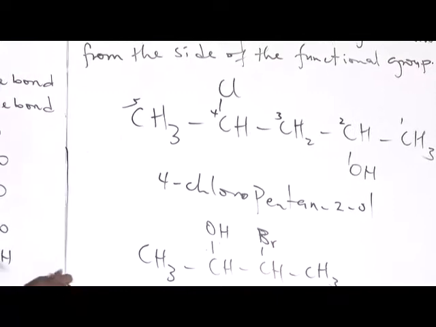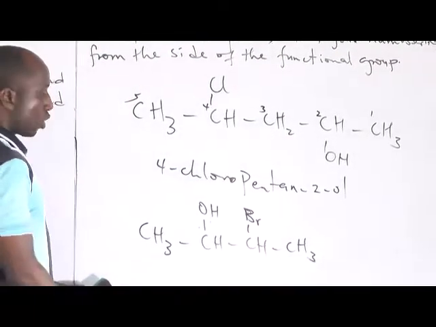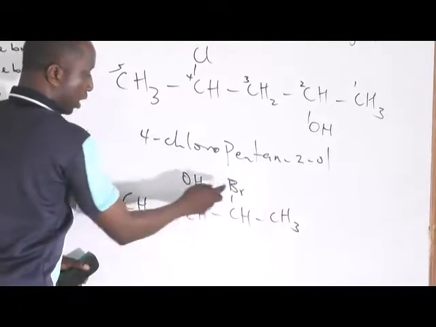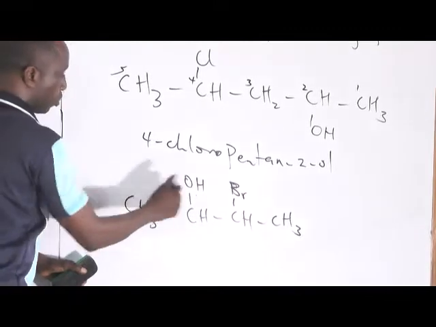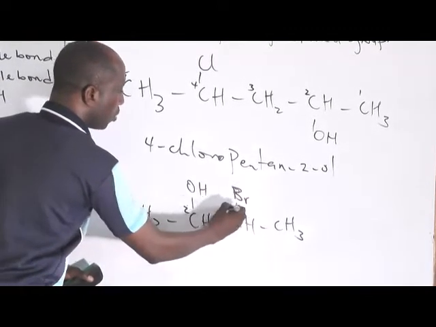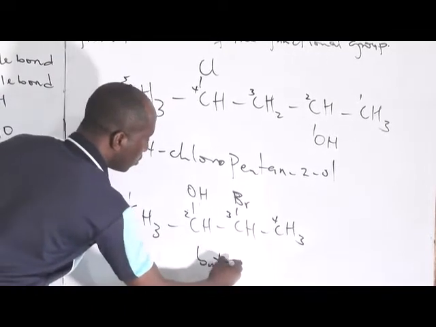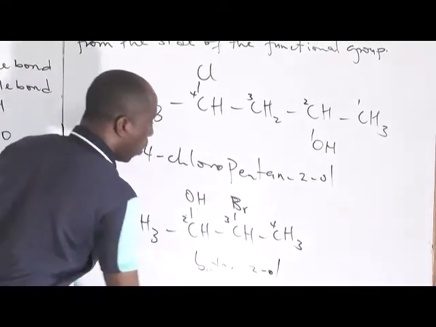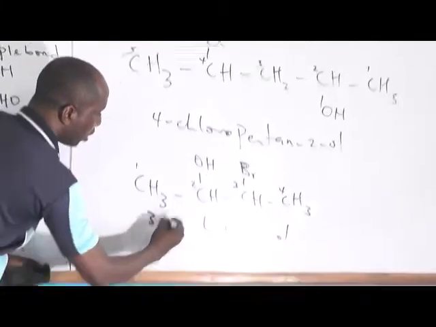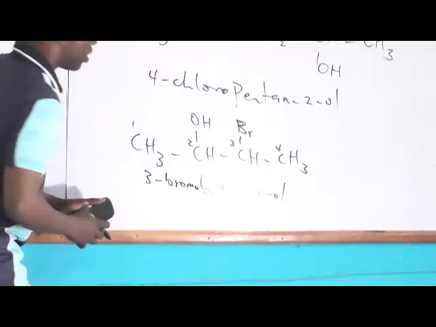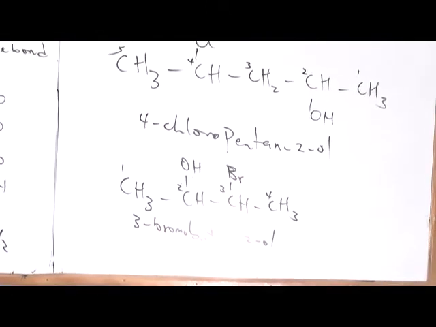But if you have to start the numbering now, look, your OH is at this side, your bromine is at the other side. So your numbering must favor this one. If you start from the back, 1, 2, 3, your OH will be 3, which is very long. But if you start from here now, 1, 2, 3, 4. What type of butanol is that one? That's butan-2-ol. But the bromine is attached to carbon number 3. That would be 3-bromo. So that's 3-bromobutan-2-ol. That's the name of that compound.